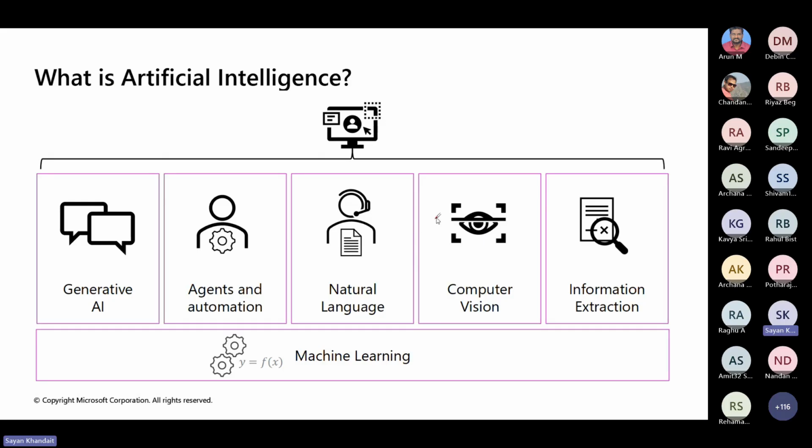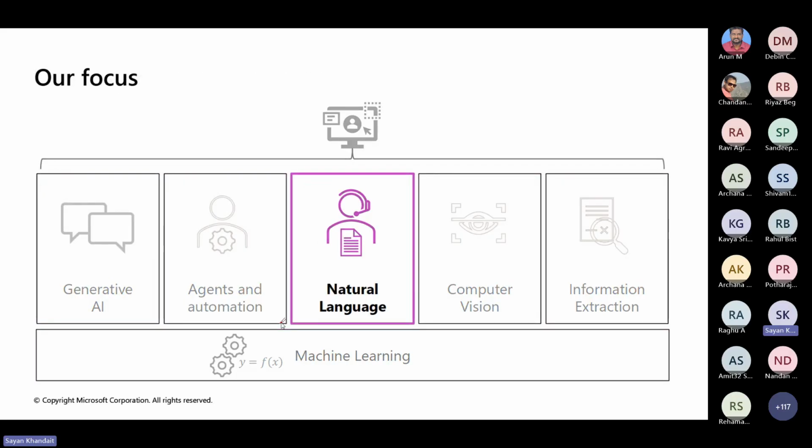Yesterday, we understood that artificial intelligence from the perspective of Azure can be categorized, or the domains inside artificial intelligence can be categorized into these different sections, starting from generative AI up to information extraction. Now, Gen AI and agents and automation, both of these are something that we have already completed yesterday. So today we are going to cover these three modules, starting off with natural language, which is going to be our focus for this particular session.